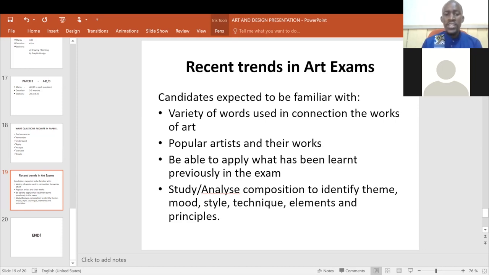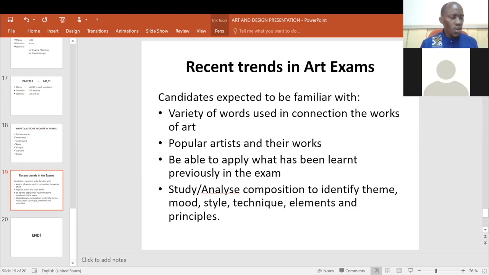Two, identify the mood in the picture. Three, identify the style used in creation of that particular art form or in creation of the forms or elements in that particular picture. The candidates are also required to identify the techniques. For instance, if you're given a painting, what are some of the painting techniques that are shown in that particular painting? Then the candidates are also required to identify the elements, and the elements, we've mentioned them.